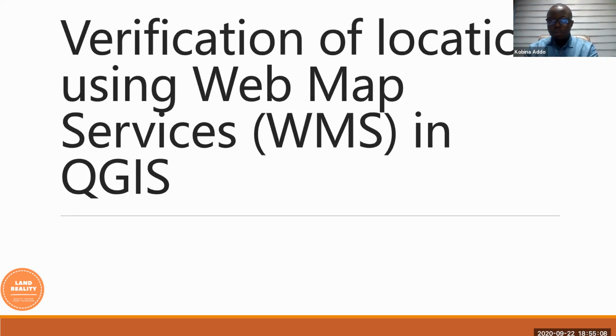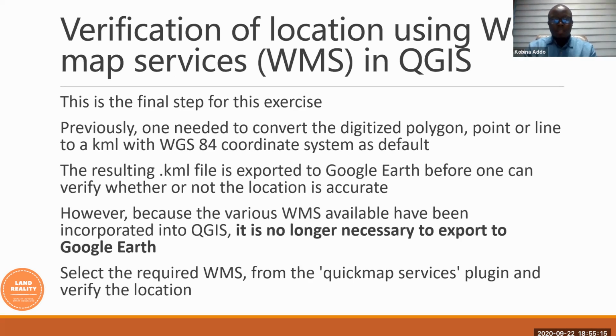I've been talking about web map services, Google Earth, and all that. So I just want to explain what it is. For our validation, that is the final process where you introduce the web map services. So you have seen the site plan, taken a picture, scanned it, put it in QGIS, georeferenced it, and digitized it. The last thing you want to do to be able to verify whether or not the site plan is at the actual location is to introduce a web map service.